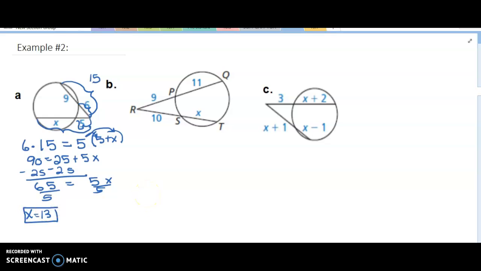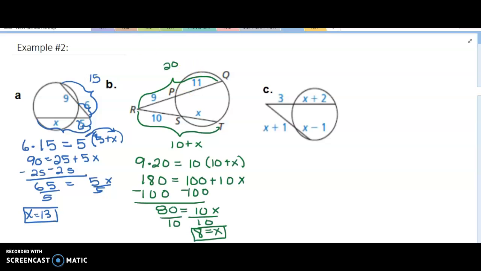Okay, now I'm going to help you set this up a little bit. So entire here is 9 plus 11. That's 20. And then the entire here, if this is 10, this is x, this is 10 plus x. Okay, I want you to go ahead and do B on your own, and then we'll go over it, and then we're going to do C together. All right, so you should have set this up. Exterior is 9 times entire, which is 20, so 9 times 20 should equal exterior is 10 times the entire, which is 10 plus x. And then when you do some algebra, make sure you distribute, you would get 8 equals x.